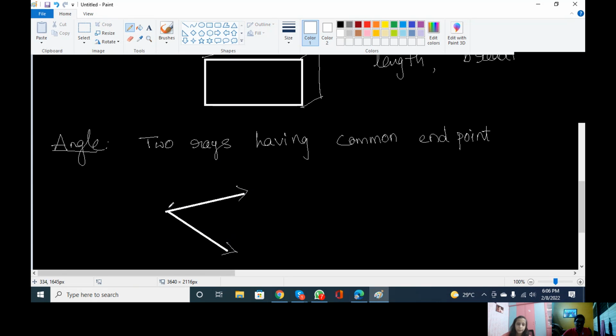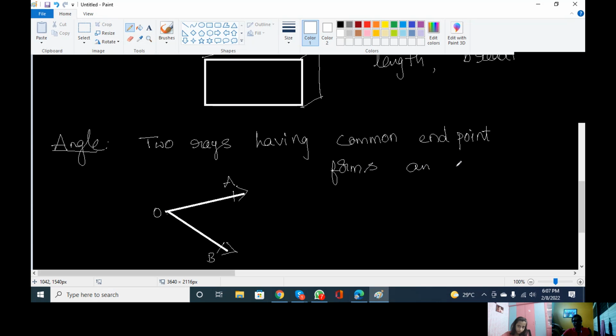I have taken this is one ray and this is another ray, which both are meeting here and named it as point O. So these both are having a common endpoint. Let's take this is A and this is B. OA ray and OB ray, they both are meeting at a point O. So we can consider these both are having a common endpoint O. So when two rays are meeting at a common endpoint, it forms an angle.